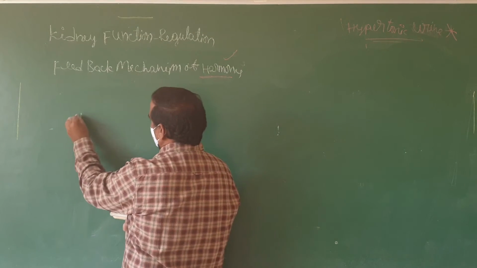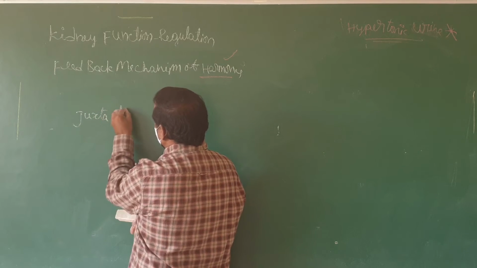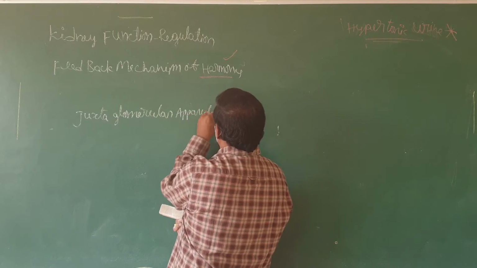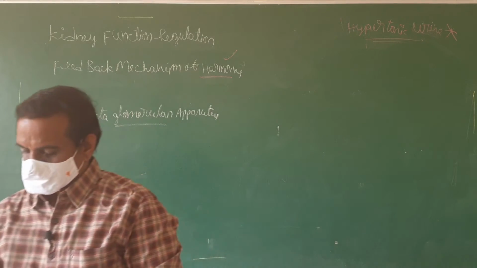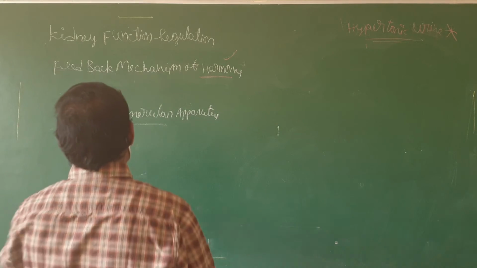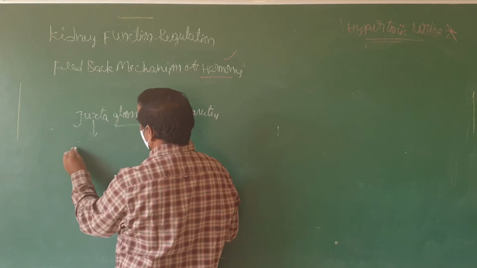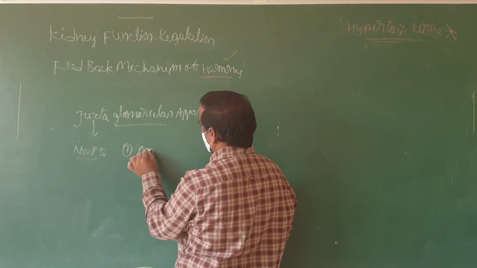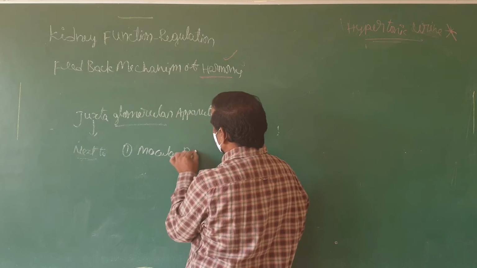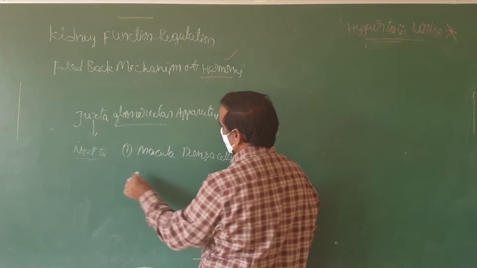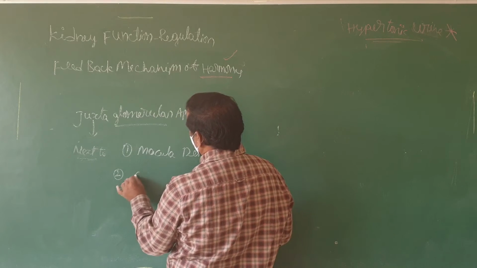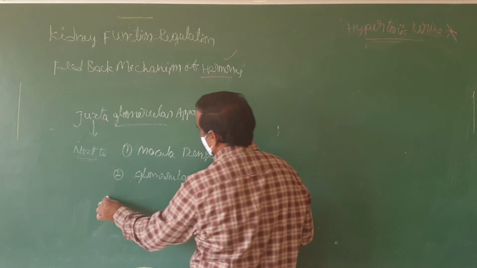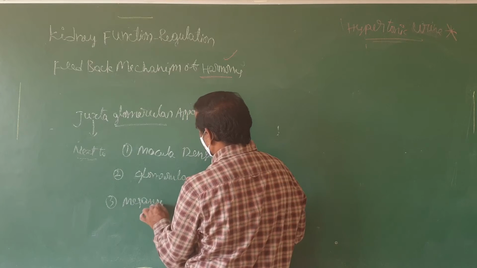We have discussed the JGA, the juxtaglomerular apparatus. What is the juxtaglomerular apparatus? Just now we have discussed: juxta means next to. It has 3 components. First, macula densa cells. Second, glomerular cells. Third, mesangial cells.